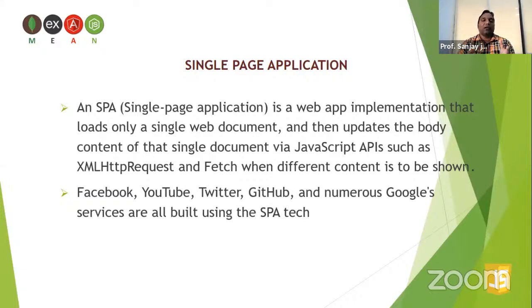Ajax means what? Asynchronous JavaScript and XML. So with the help of JavaScript APIs like XMLHttpRequest and fetch, and Ajax, we simply fetch data from the backend and update that document. We don't have to refresh the entire page; only some part of that web document is reloaded or updated with the help of that API. So that concept is called a single page application.